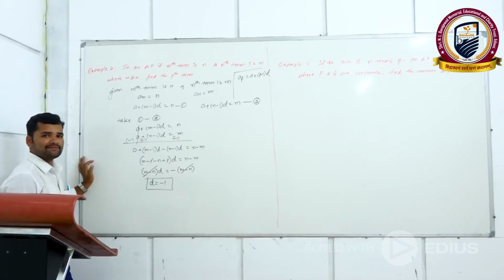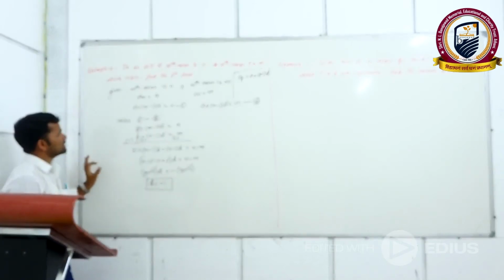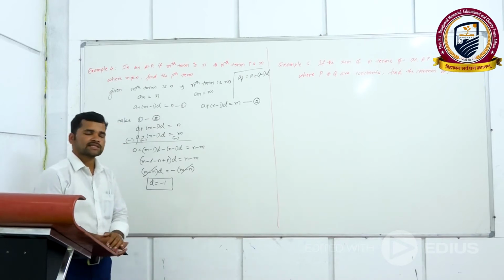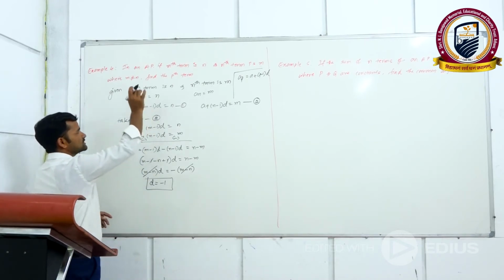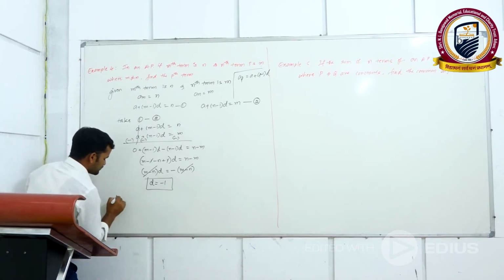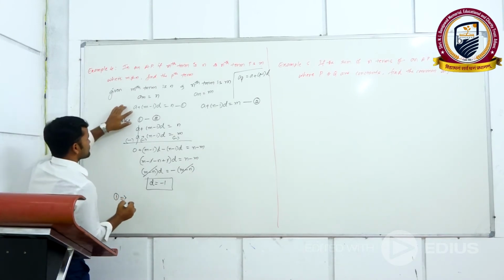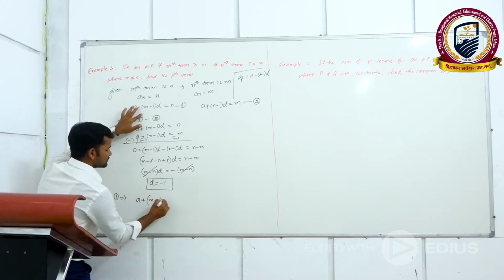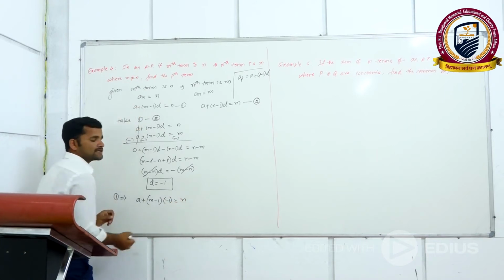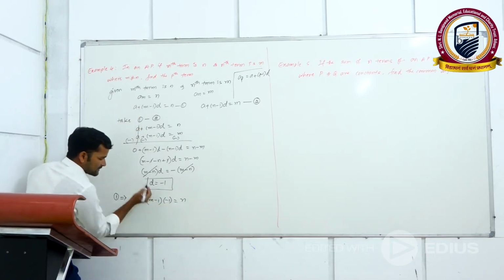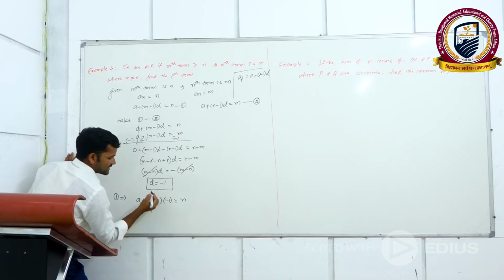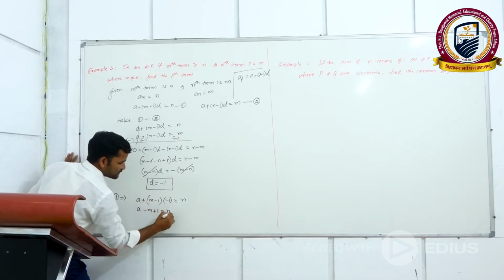Now to find the a value, the first term. You substitute in any one of the expressions. Let me substitute in equation 1. Equation 1 implies a plus m minus 1 into minus 1, which is equal to n. Now minus 1 gets multiplied to these two: a minus into plus, that is minus m, minus into minus, plus 1, which is equal to n.